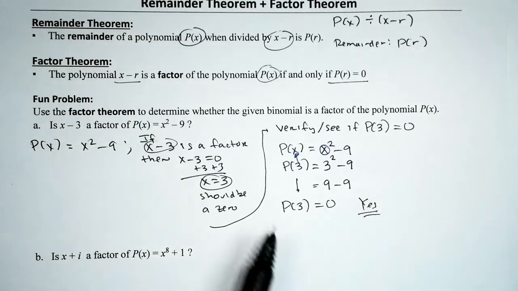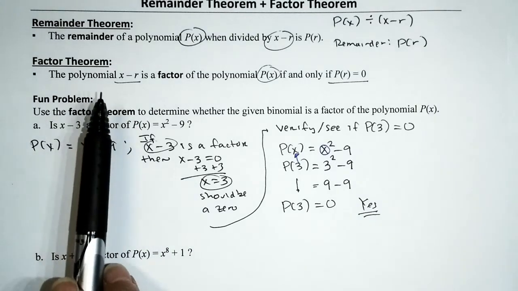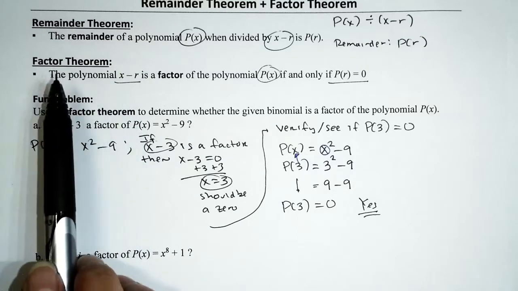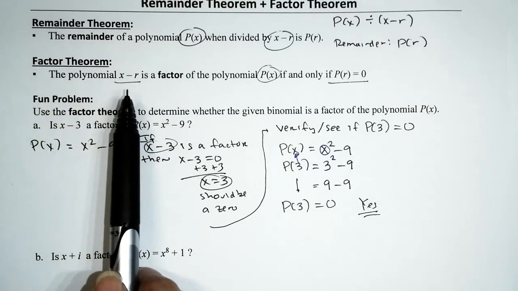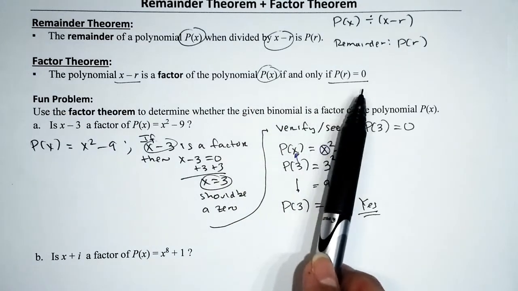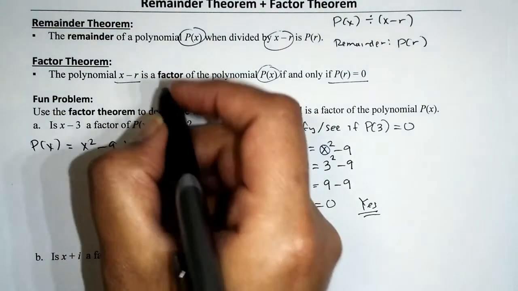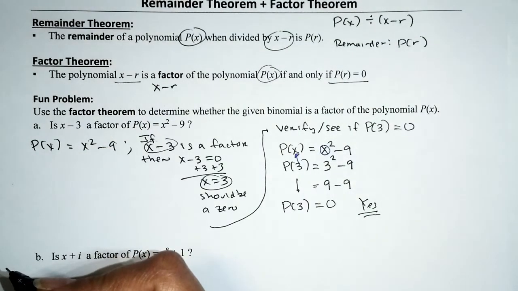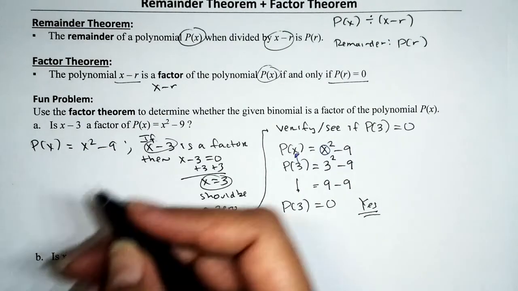Now let me try to explain it. Let's go ahead and apply what we did with this. It says the factor theorem states that x minus r is a factor of p of x if and only if p of r equals 0. So if I try to break that down, if x minus r is a factor, what would that mean? What would have to be a 0?